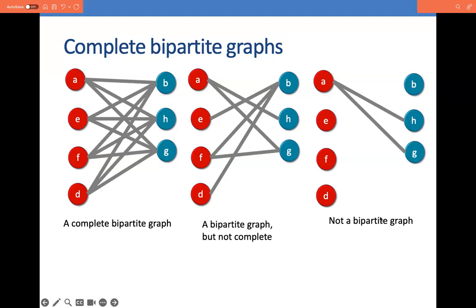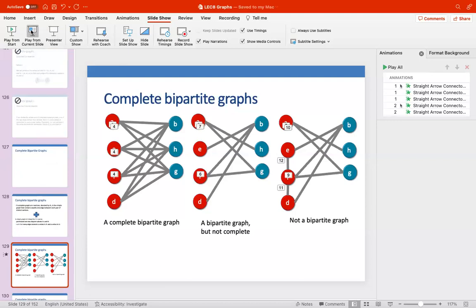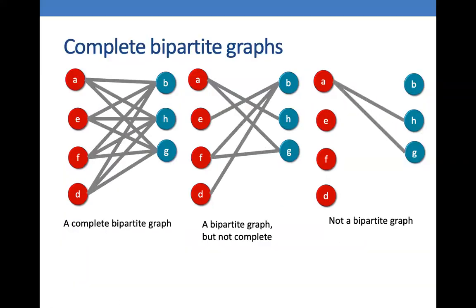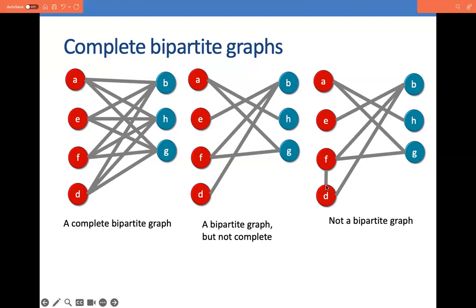Okay, and this on the other hand is not a bipartite graph, because if we check this, there is a connection between F and D, wherein these two nodes belong in the same subset.